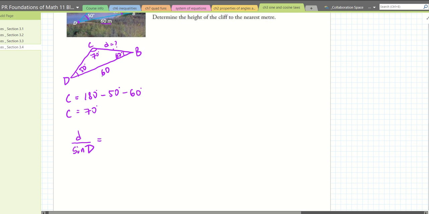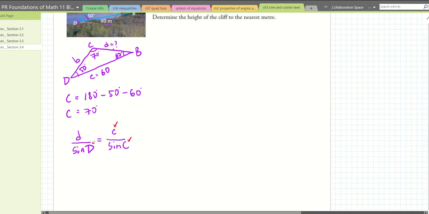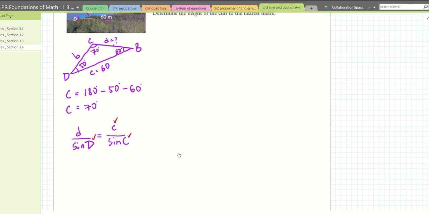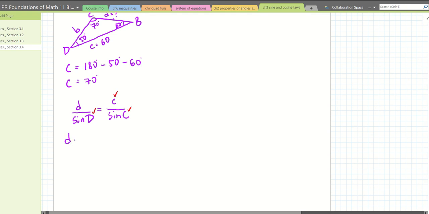And then we have one length given, which is lowercase c here, and this would be lowercase b. So we're going to relate the side that's given, so it's going to be lowercase c and sine uppercase C. All right, so we know this, we know that, we know that. So the only unknown is the lowercase d. So let's solve for d, which basically just means cross multiply by sine d.